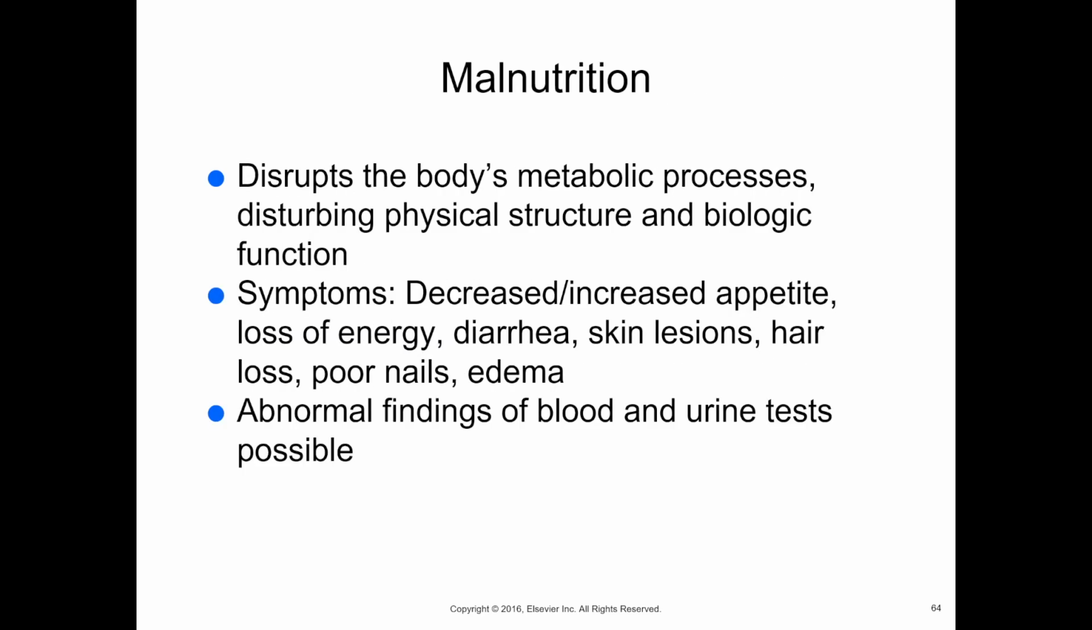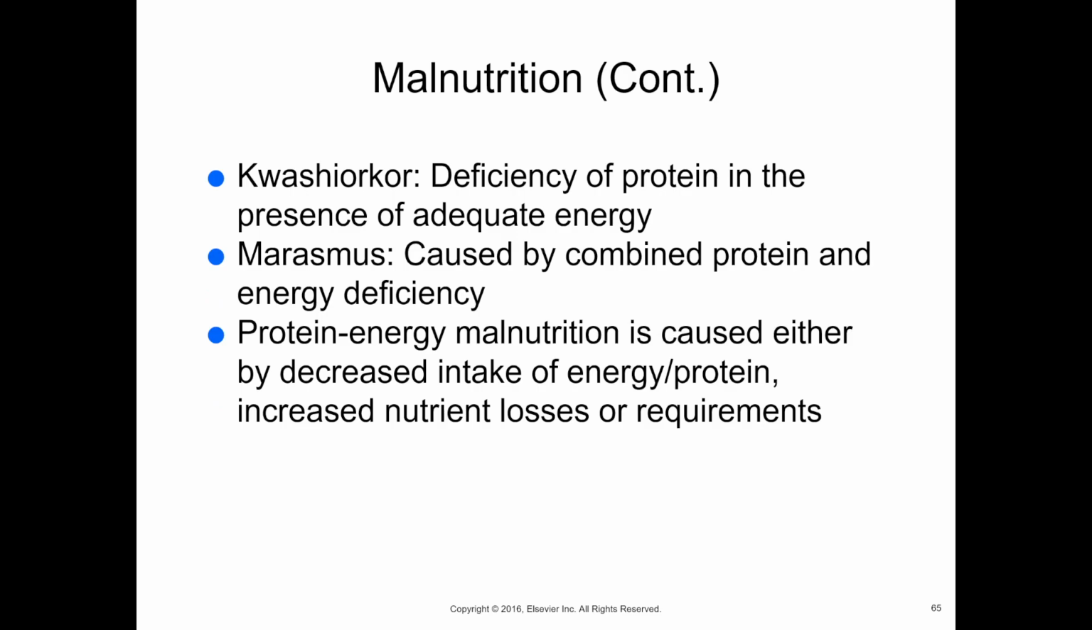So malnutrition is a generic category of disorders. There's different types, as you'll see on the next page, but basically the body is unable to absorb certain substances. So 3 very common types: kwashiorkor, which is inadequate energy in general. Marasmus is a combined protein energy deficiency, and protein energy malnutrition is just, again, a decrease in energy and protein consumption with an increased nutrient loss.